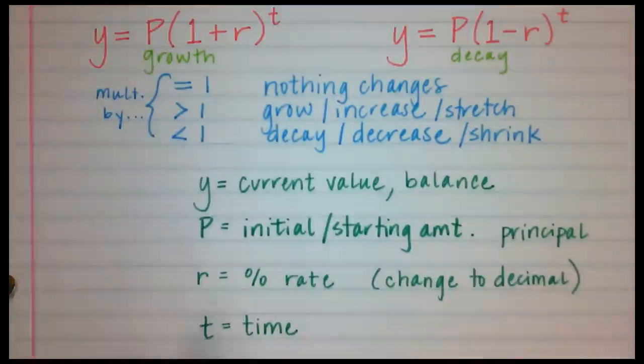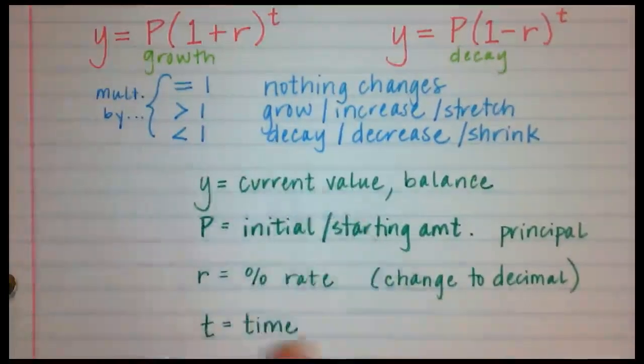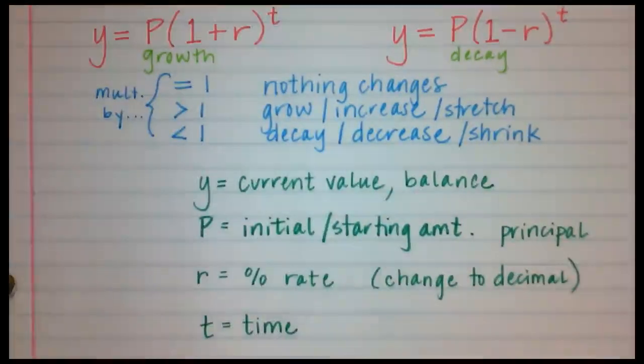All right, so what's going to happen is we're going to look at a situation. We're going to decide whether it's a growth or decay. We're going to look for these values, fill them into the equation, and grab a calculator and work it out. So here we go with example number 1.